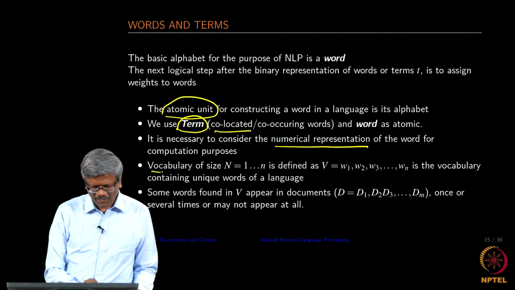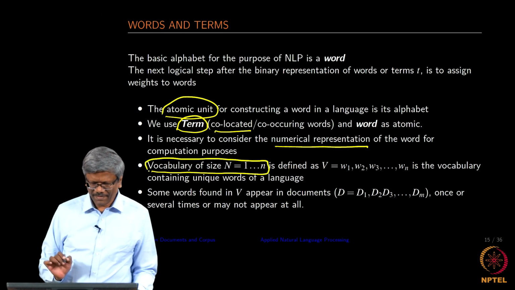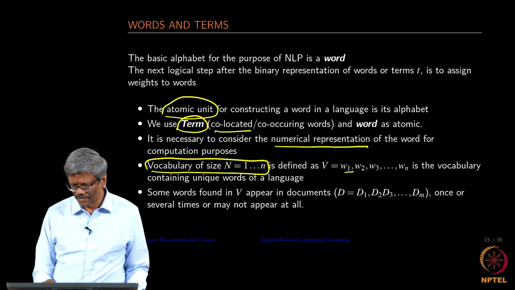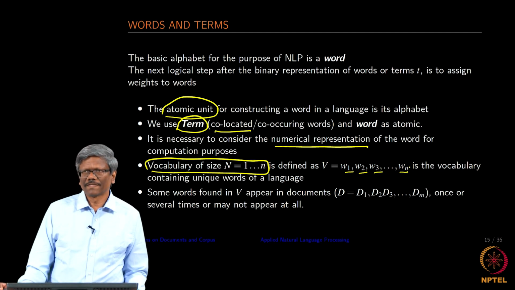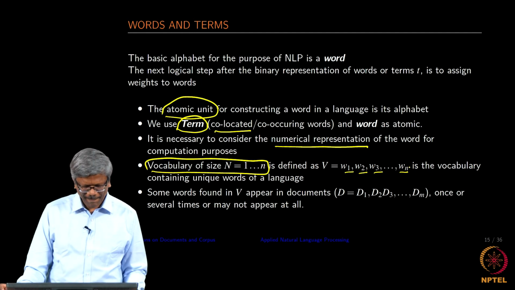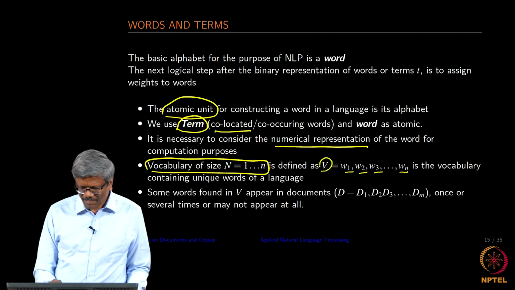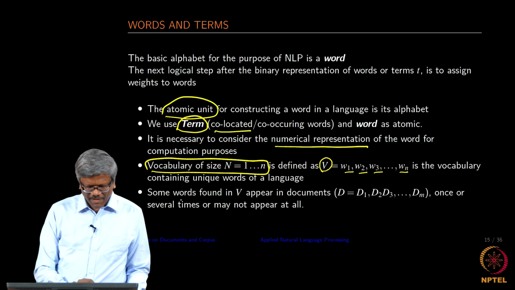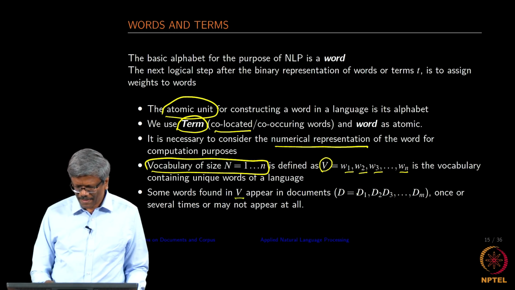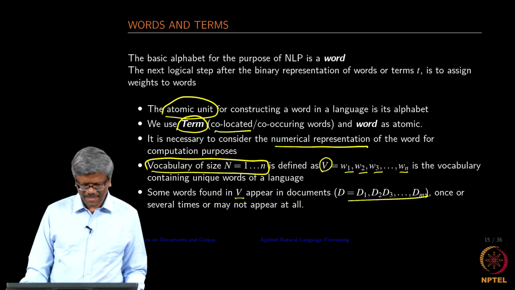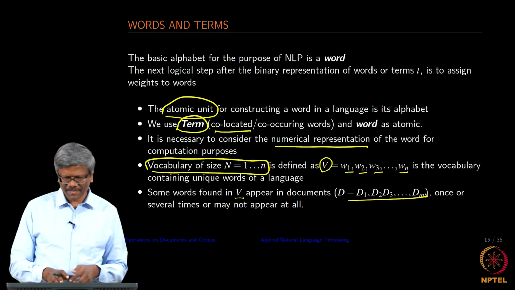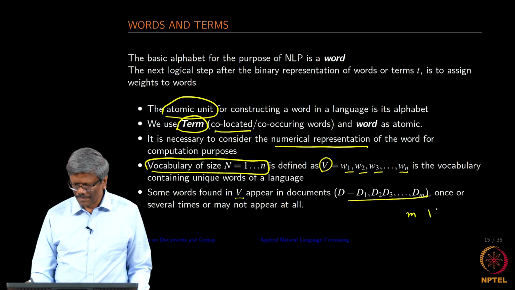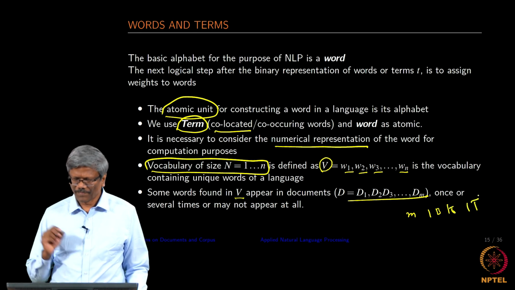We consider a vocabulary of size n for the corpus. V is defined as the unique set of words that you find in the entire corpus. This is what you find in a dictionary. V is nothing but my dictionary of words where no word is repeated. Some words found in V appear in the document collection D1 to DM. That means I have a set of documents which I represent as D1 to DM, and M could vary from 1 billion to 1 trillion.